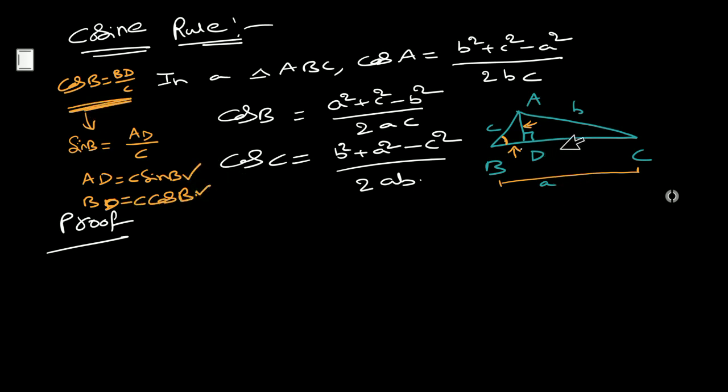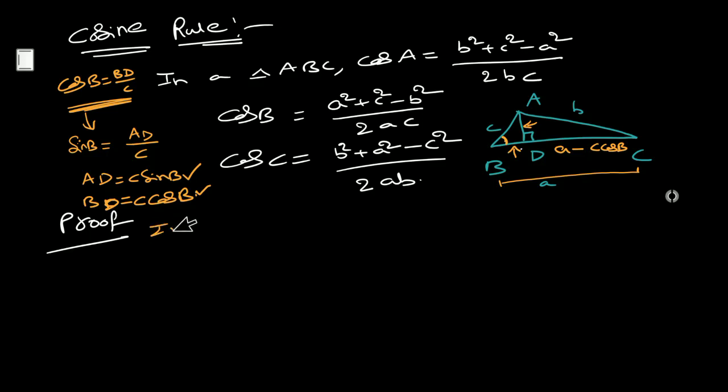So what about DC? DC is nothing but A minus BD. A minus BD means A minus C cos B. So DC is A minus C cos B. Why? Because BC is small a and BD is C cos B. To get DC, I need to subtract C cos B from the full length A.